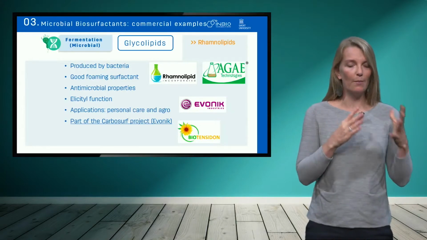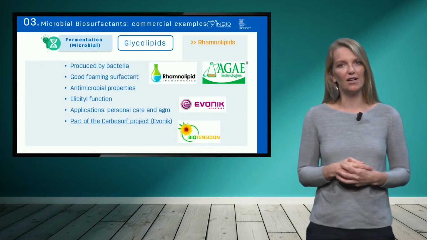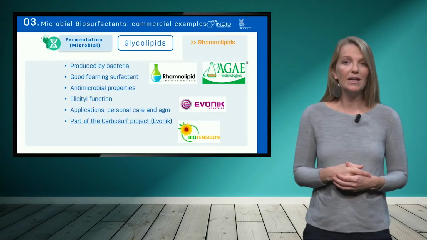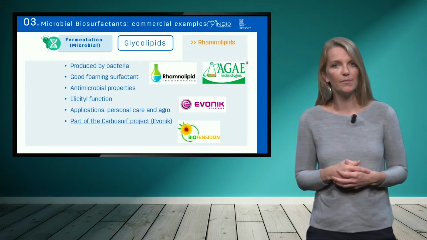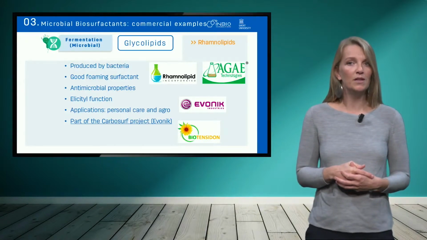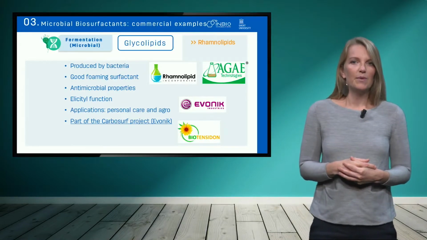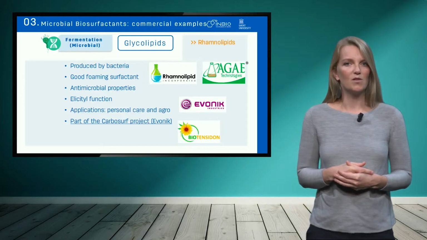Rhamnolipids, so rhamnose added to a lipid, are a second well-known example of glycolipid biosurfactants. They are produced by bacteria and are mainly suggested for applications in agrochemicals and personal care products. They are a good foaming biosurfactant and also have antimicrobial and even anti-acne properties. Rhamnolipids are currently put on the market by Evonik under the trade name Rheance One.